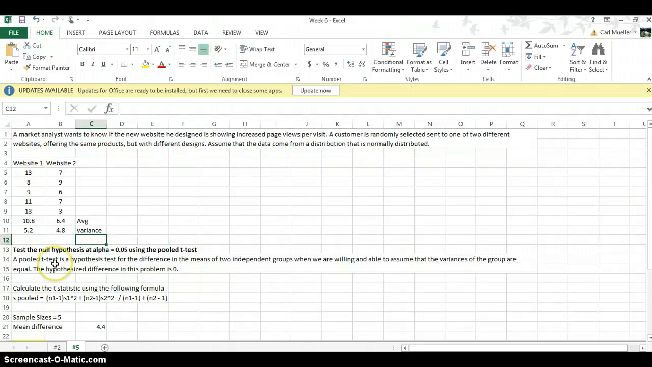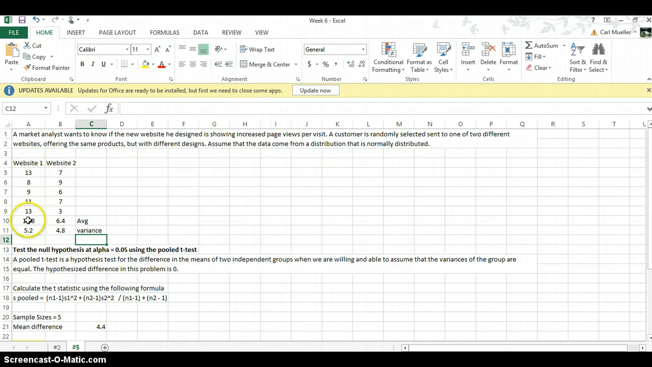This is Carl, and we're jumping into week 9, problem number 5. A market analyst wants to know if a new website he designed is showing an increased number of page views per visit. Customers randomly selected are sent to one of two different websites offering the same products but different designs. Some of the data comes from a distribution that is normally distributed.